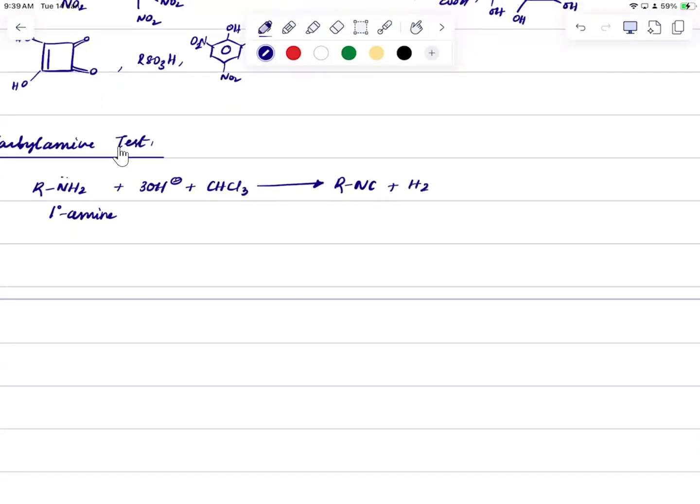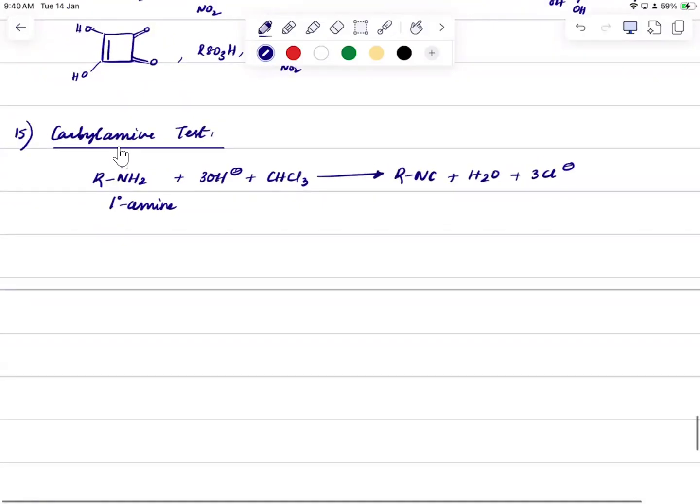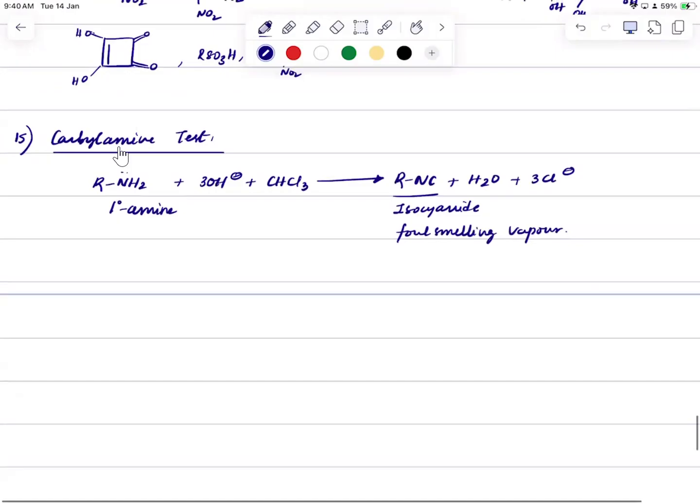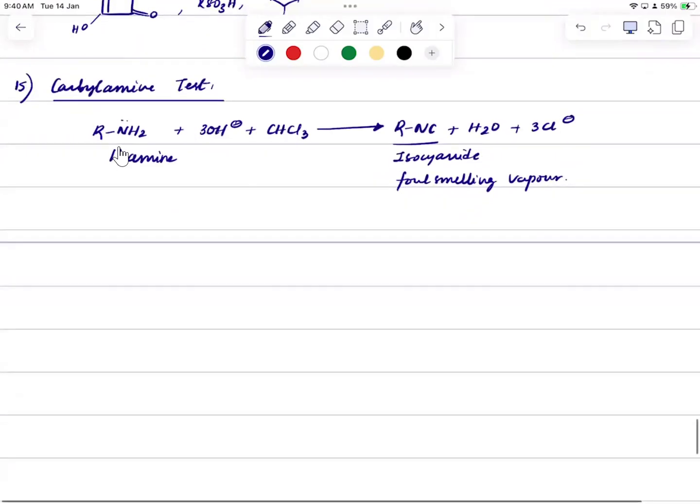RNC plus H2O plus 3 moles of Cl minus. Got it? So this is isocyanide, which is a foul smelling vapor and gas. Right. So remember what the carbylamine test is. Mechanism and all is not required at this point of time.